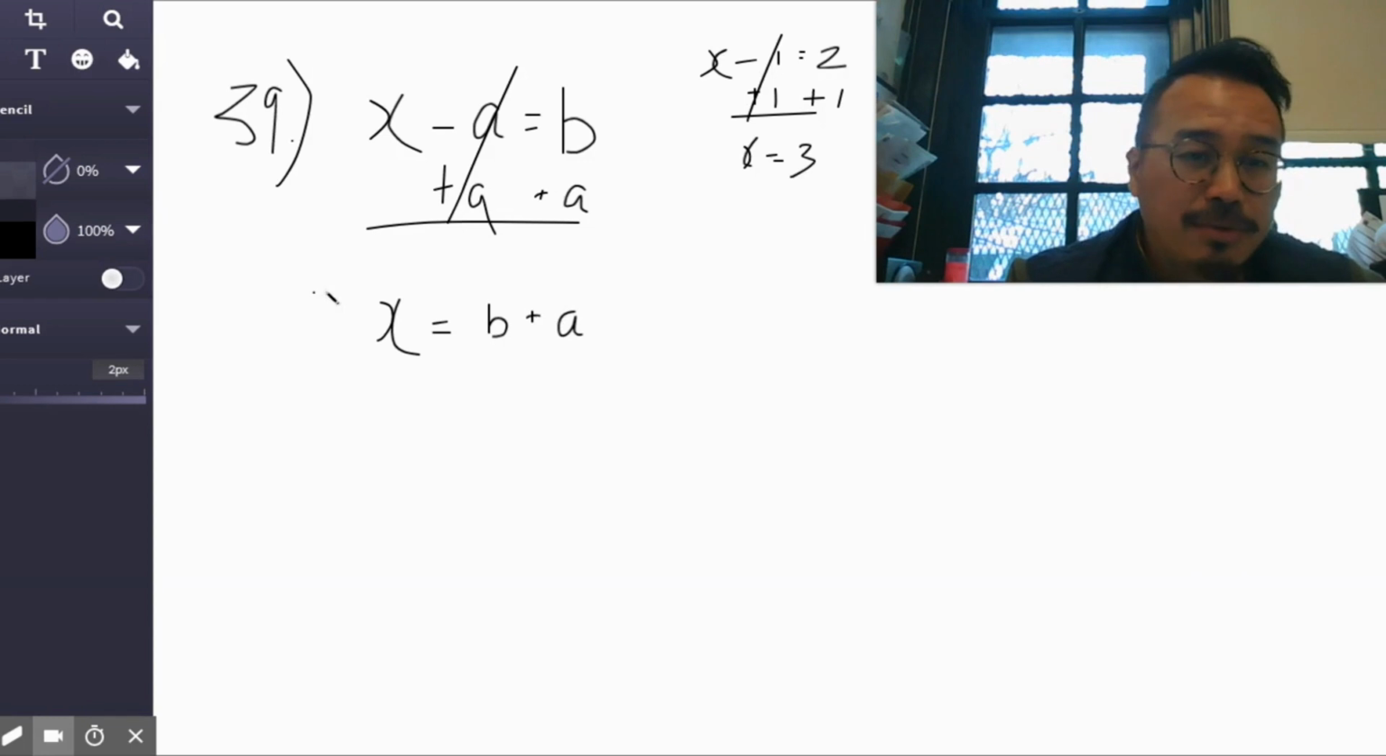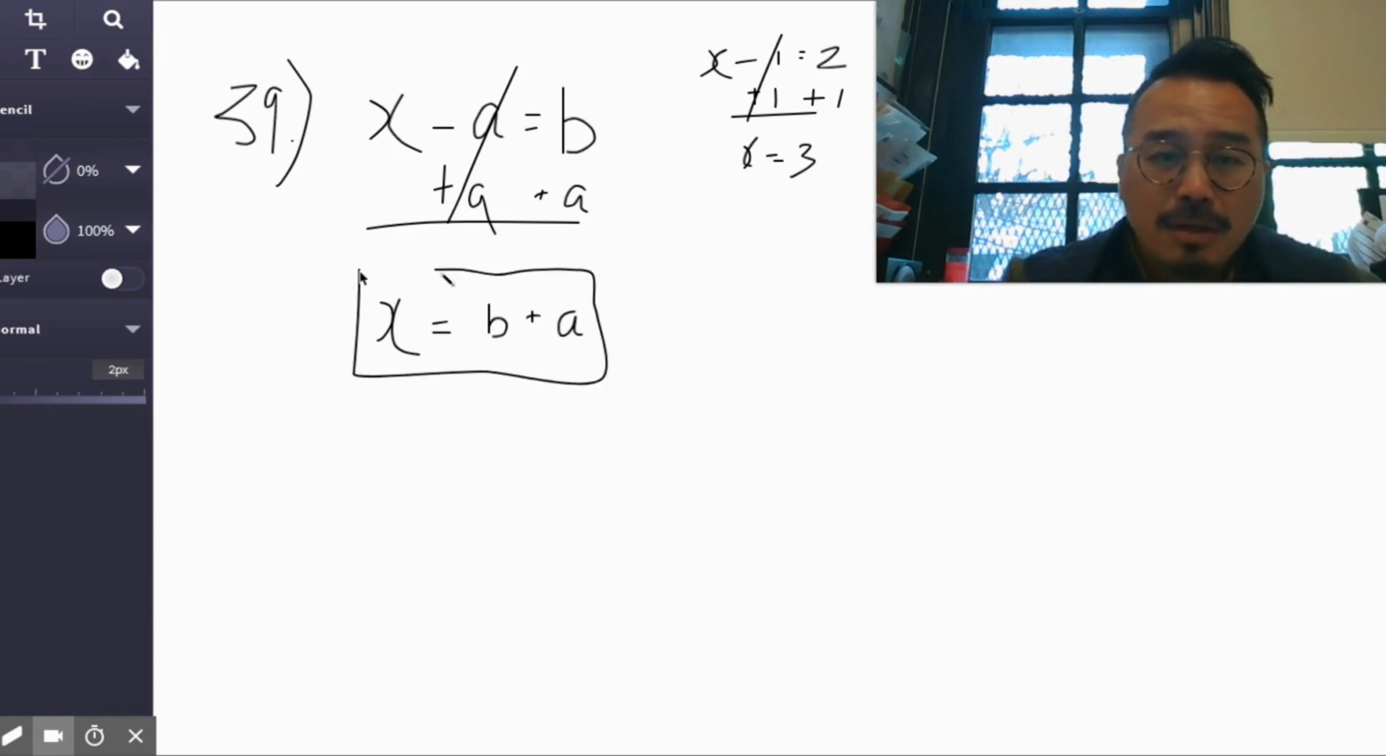Now for some of you, this one might not be a very satisfactory answer. But this is all we can do given the fact that there are no numbers. So solve for x. We got x equals b plus a. That's what x is.